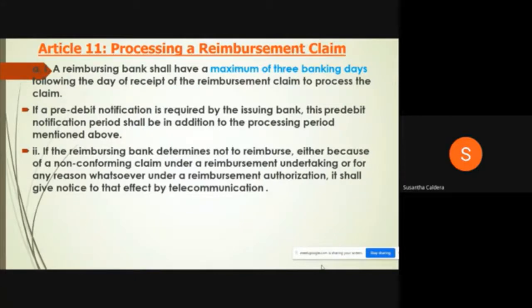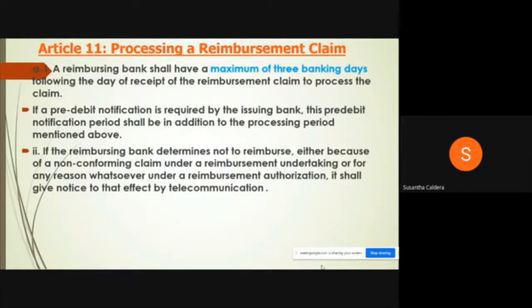So I have seen some MCQ questions saying the reimbursing bank shall have the maximum days to pay a claim. They will give as answers 5, 3, 4, 7. When you give those four, all our students tick 5, because 5 is what they have memorized: 5 banking days. Right? So it is wrong. For reimbursement claims it is a maximum of 3 banking days. Right? Those are important things.